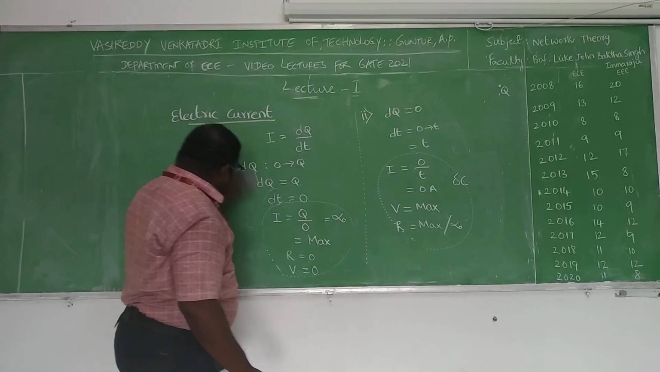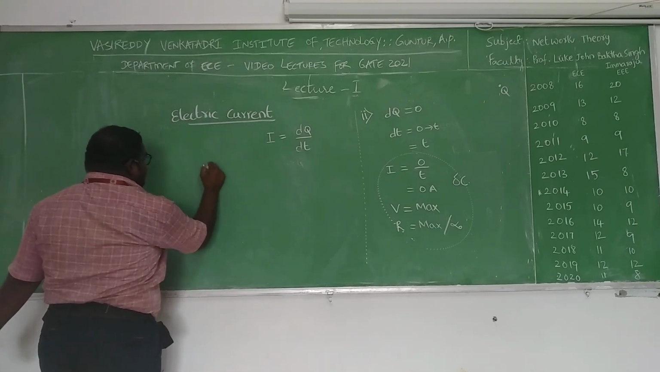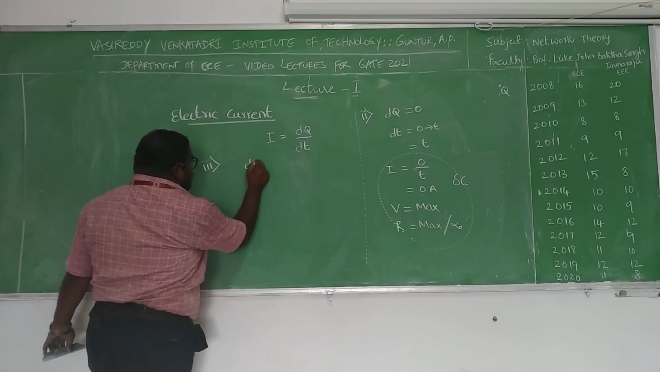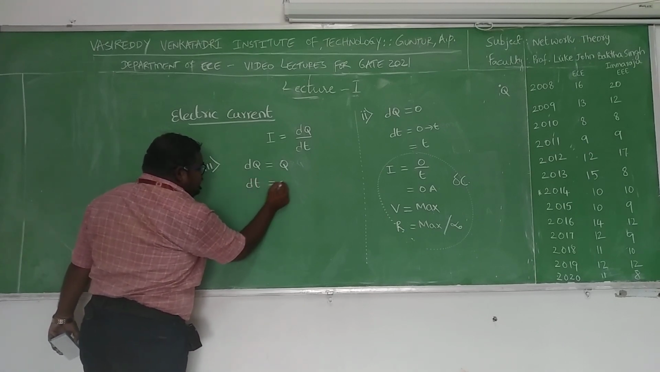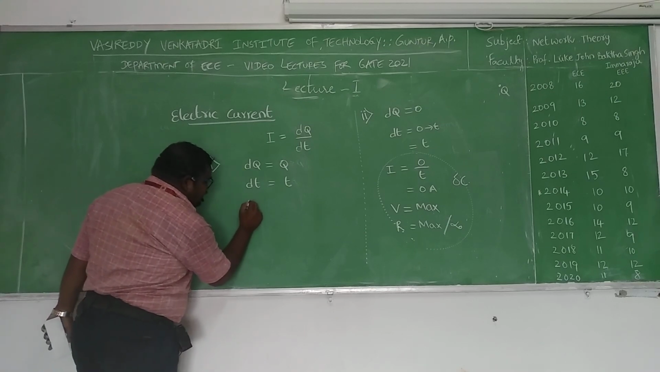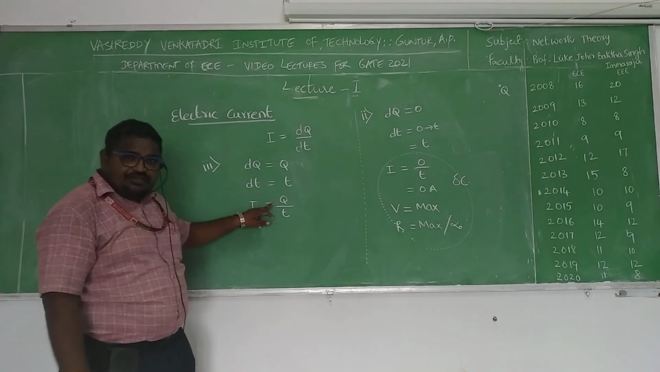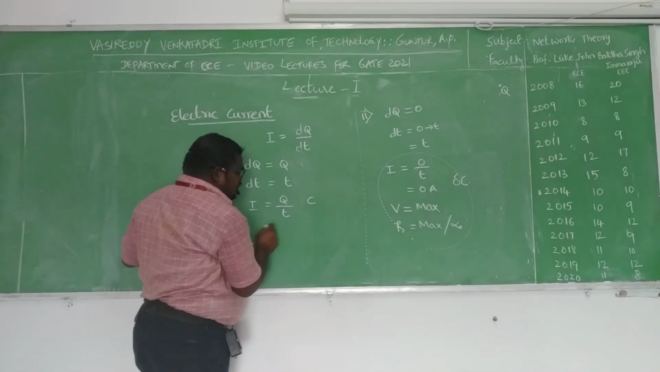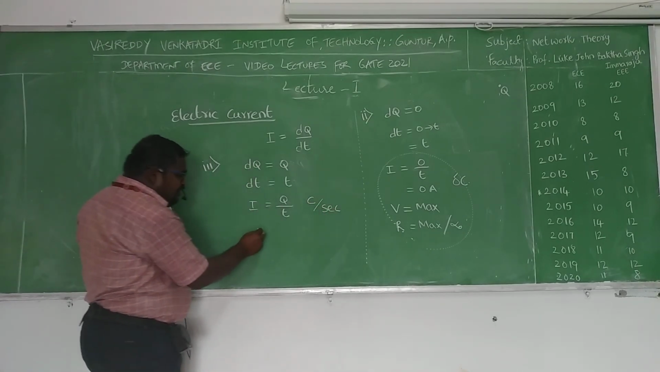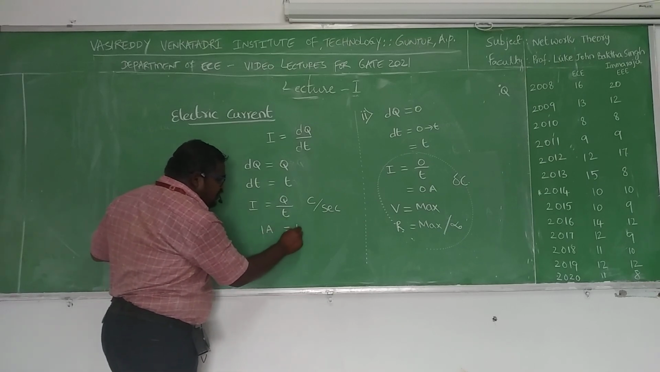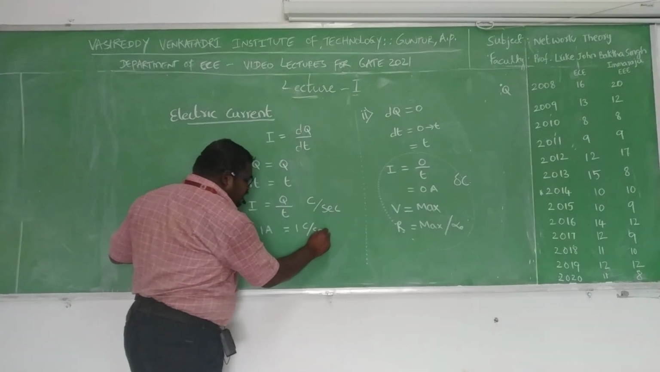Suppose, for example, the third case is that the charge is changing, so dq is equal to q, as well as time is also changing, dt is equal to t. Then what is I? I is equal to q by t. The units of q are coulombs, the units of time are seconds, and the units of current are amperes. Hence 1 amp is equal to 1 coulomb per second.